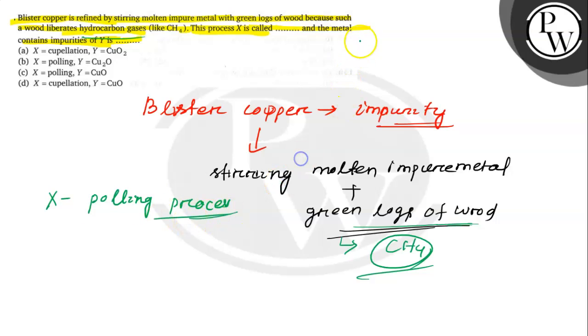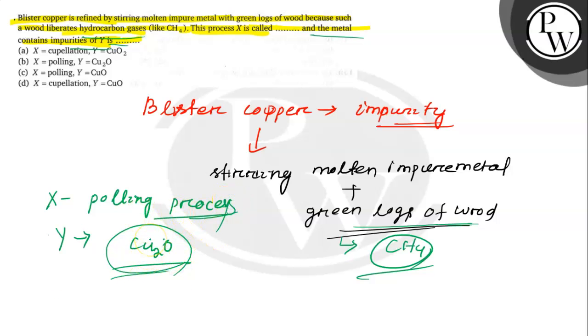Then the metal containing impurity Y is, so what is the impurity, that is Y. The metal contains the impurity, copper contains the impurity. So that impurity is copper oxide, copper in its oxide form. So this is the impurity, and this copper oxide is removed or purified by the process known as the poling process.